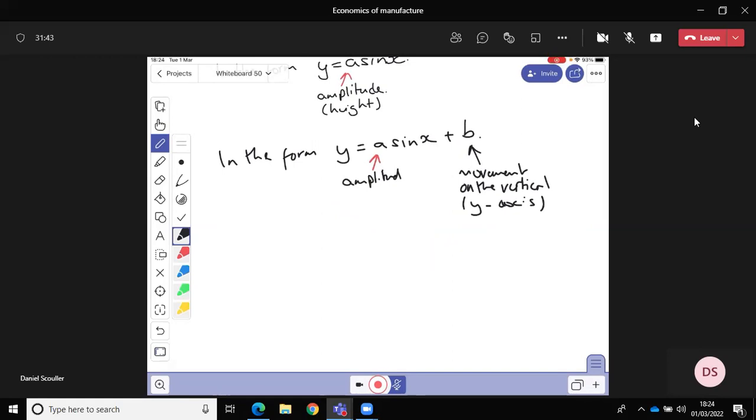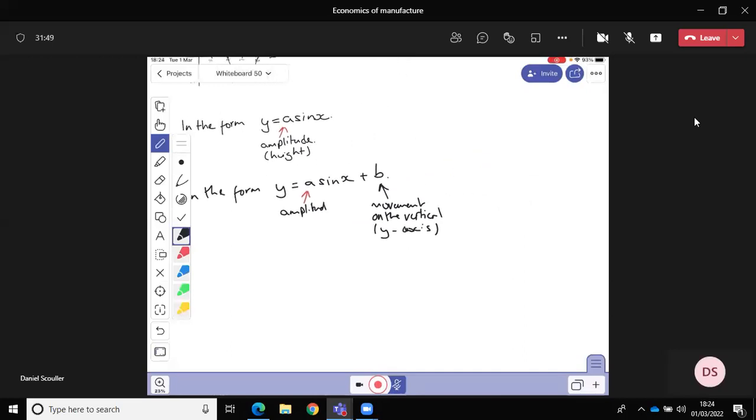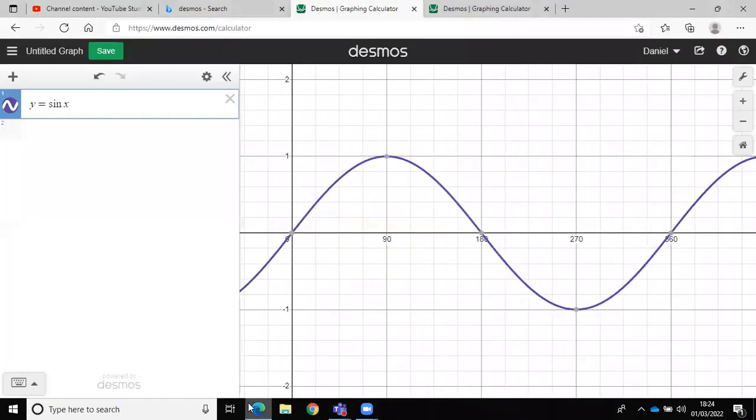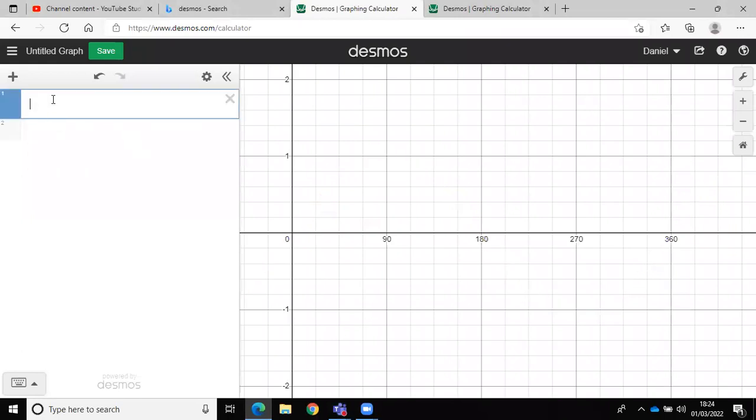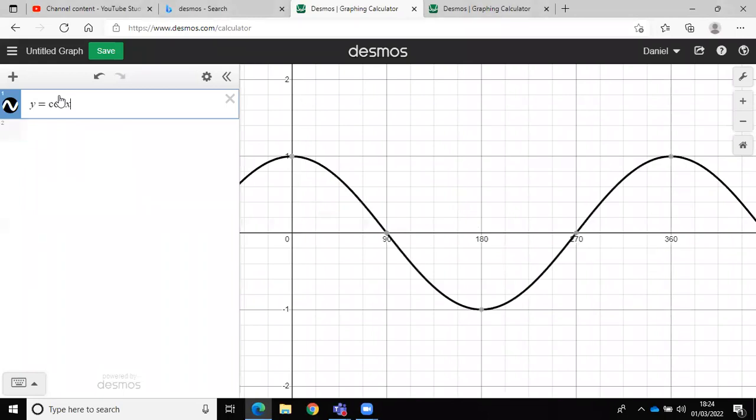You're starting at 0, 0, and then you're thinking about amplitude, movement on the vertical. We also looked at y equals cos x. Now on the face of it, it looks very similar, but the milestones change.